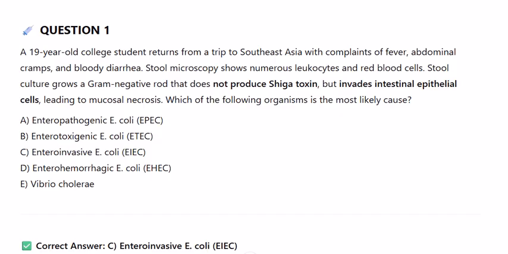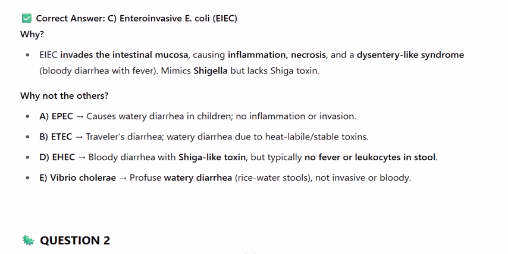Enteroinvasive E. coli. Why? EIEC invades the intestinal mucosa, causing inflammation, necrosis, and a dysentery-like syndrome, bloody diarrhea with fever. It mimics Shigella but lacks Shiga toxin.